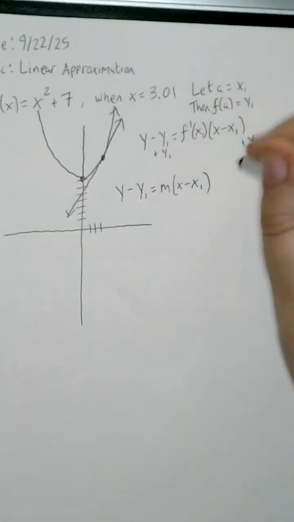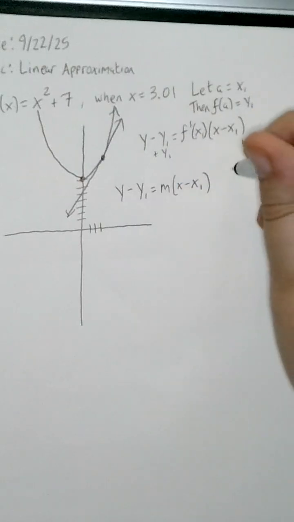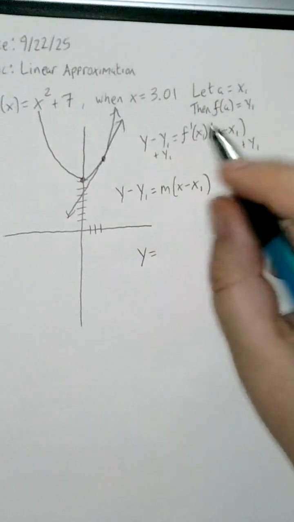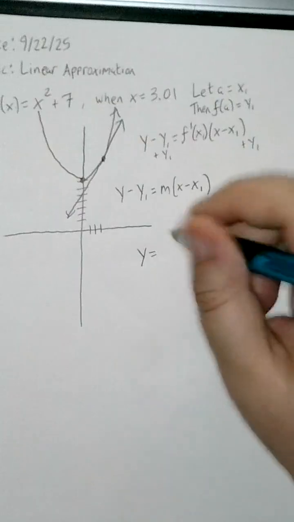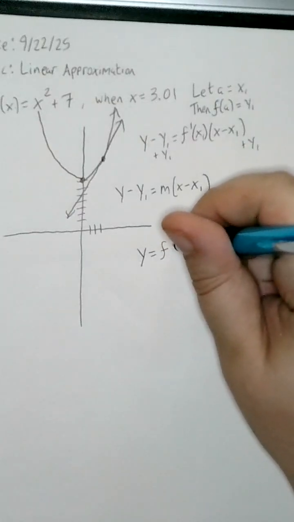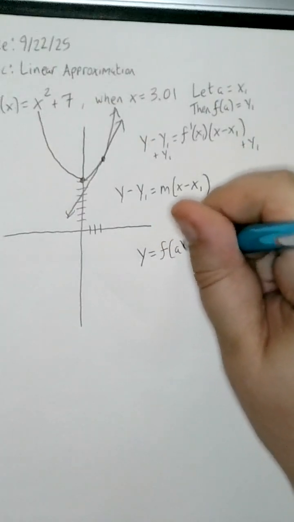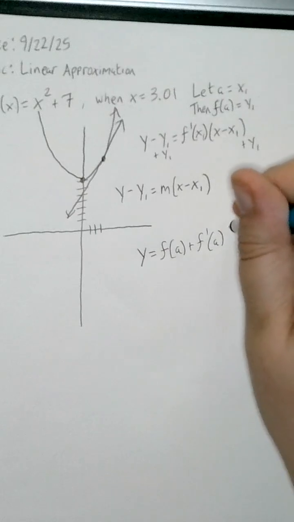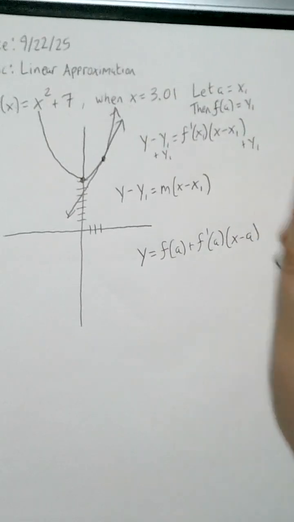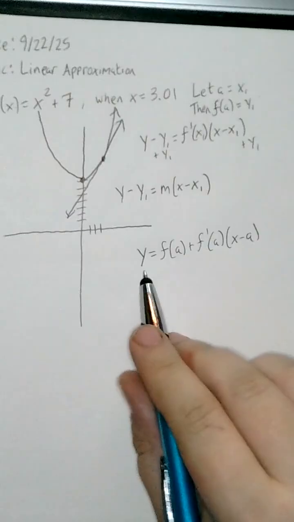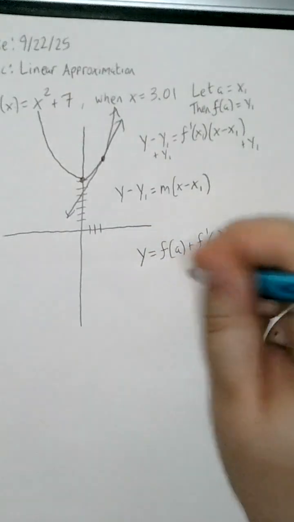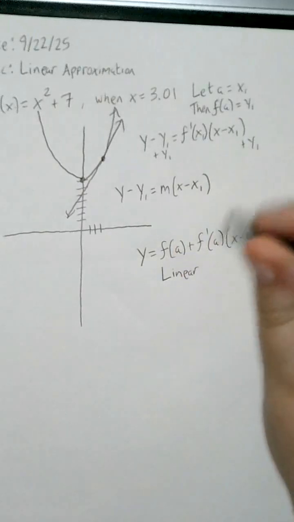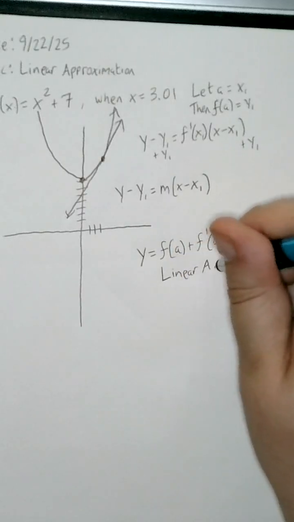So I can plug in everything, and I'm left with y equals f of a plus f prime of a times x minus a. And this is our linear approximation formula. So let me write that down. Linear approximation formula.